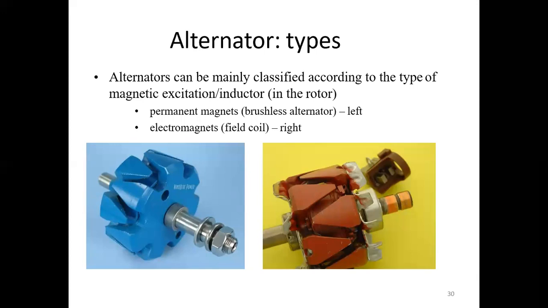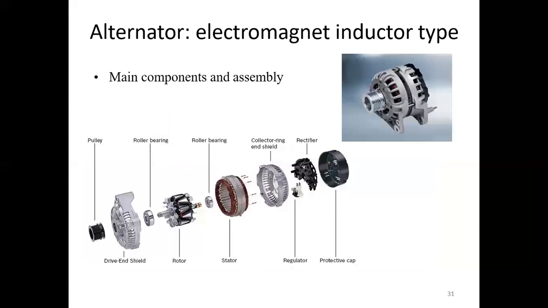Alternators can mainly be classified according to the type of magnetic excitation or inductor. Permanent magnets are on the left, and the electromagnetic field coil is on the right. These are the two models: the permanent magnet model and the electromagnet model. The blue color defines the permanent magnet, and the right one defines the electromagnet coil.